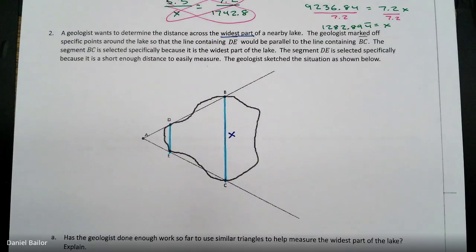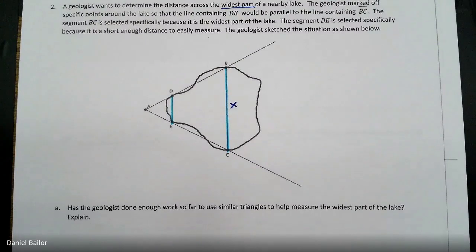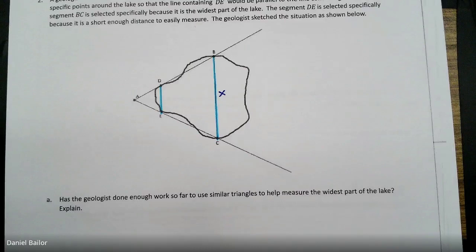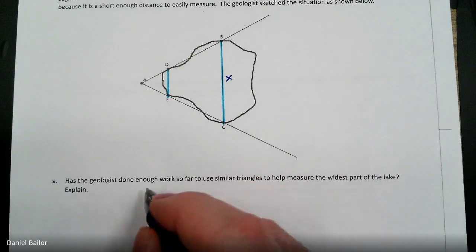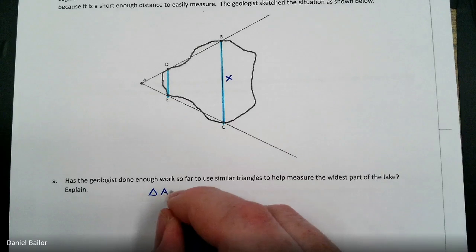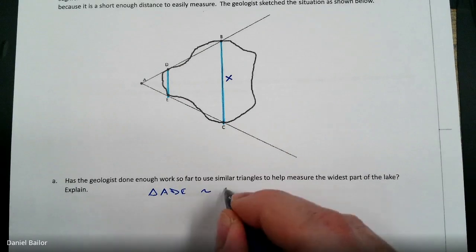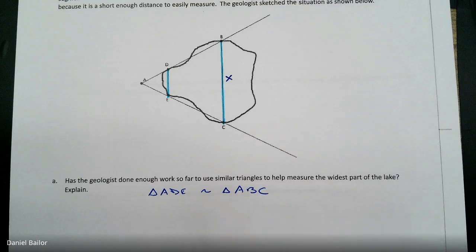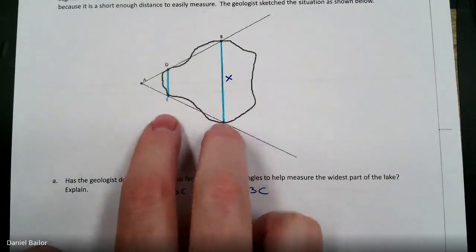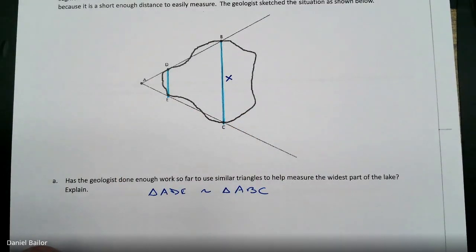Now the question is, has the geologist done enough work so far to use similar triangles? So it's asking, do we know these triangles are similar? That's what part A is asking. Is triangle ADE similar to triangle ABC? Is that true? And yes, it is true. You can know this is true because we can figure out that they have the same angles. They told you these are parallel, so you know that they have corresponding angles.